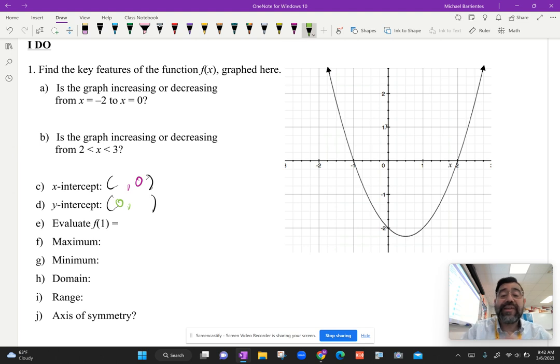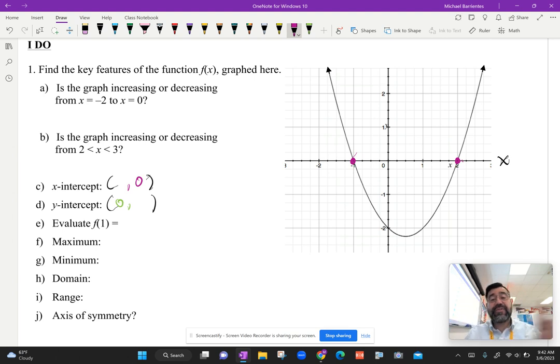So I'm looking to see where the graph crosses the x-axis. Well, first of all, this is my x-axis. The graph crosses the x-axis at two spots, one location here and one location here. And as you can see, that y level, it's not 2, it's not 1, it's 0. That's why my y coordinate is 0 whenever I'm looking for the x-intercept.